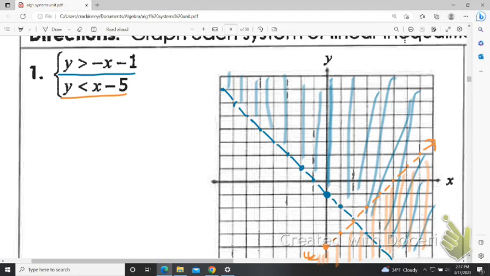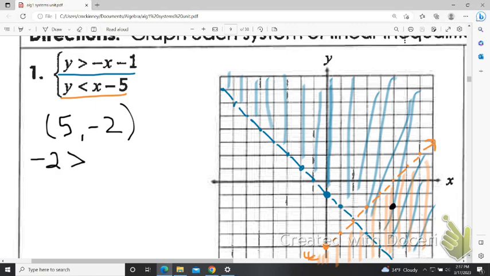So, for instance, if I chose some point in that section, like this point right here, it's definitely in the orange and the blue, right? That is 1, 2, 3, 4, 5, -2. That point is (5, -2). If I test it, it should make both of those inequalities true.